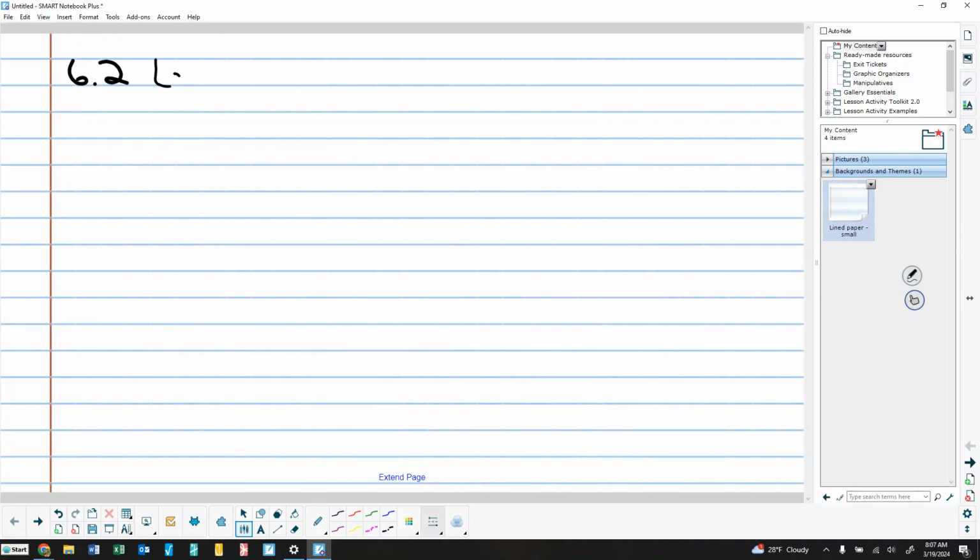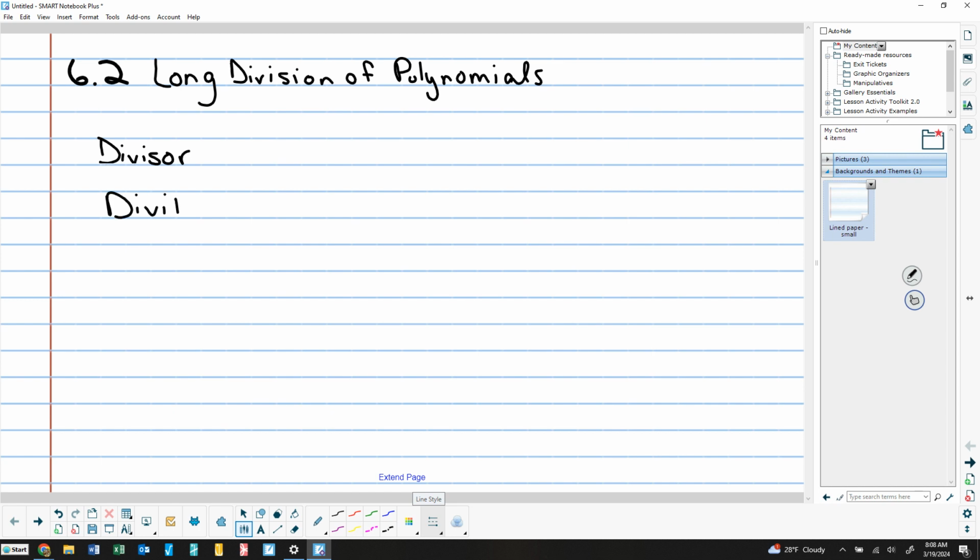So this is long division of polynomials. And long division needs to happen. So let's say you have a quotient. Oh, no. You have a divisor and a dividend, right? So we're going to do one here.